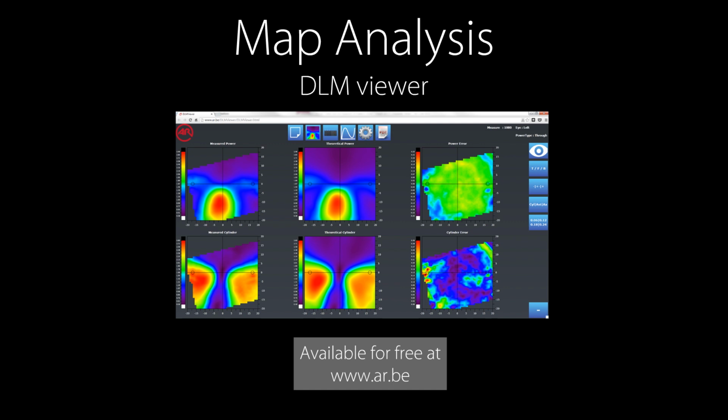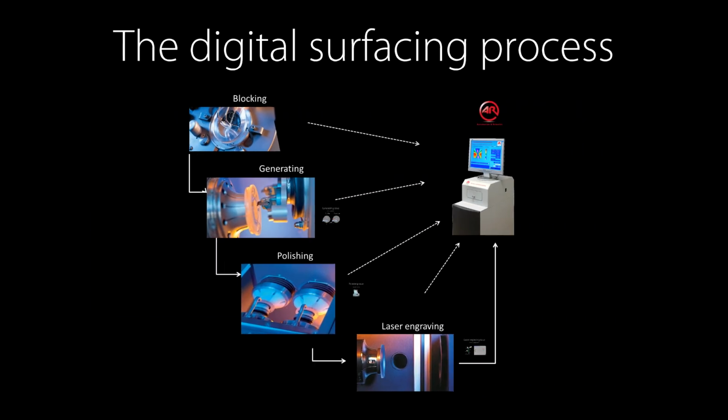These maps often include typical signature of process issues. And these issues are related to 4 steps of the freeform surfacing process, which are blocking, generating, polishing, and laser engraving. I would like to show you now a few examples of process issues.